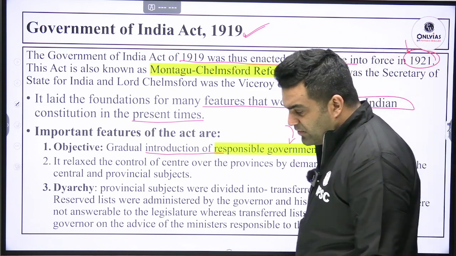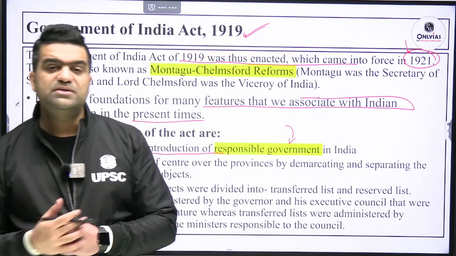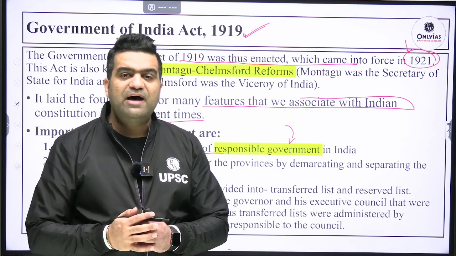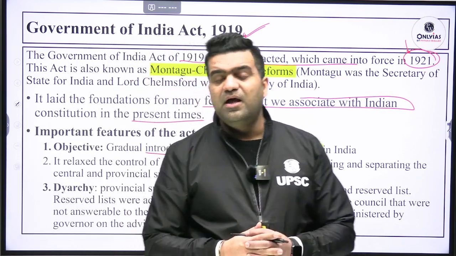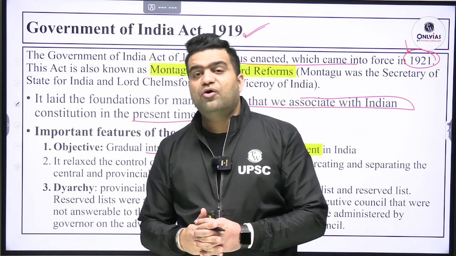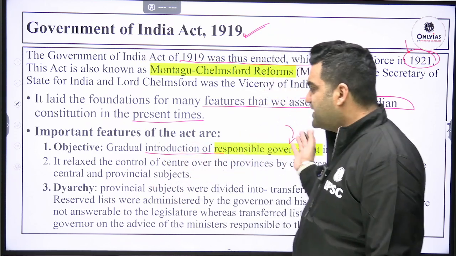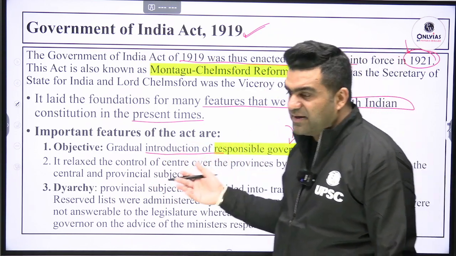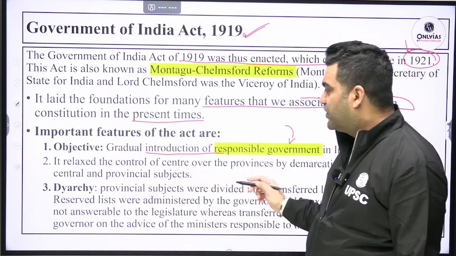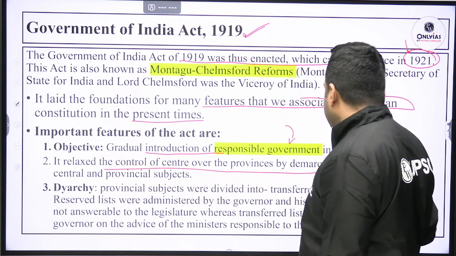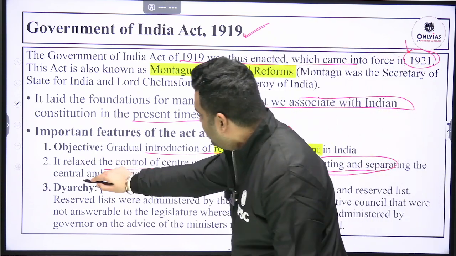Montagu-Chelmsford reforms, as they are called. The objective: gradual introduction of responsible government, that the government so created would be a responsible one. How would we ensure a responsible government? We would be able to have a responsible government only if it is elected for the people, by the people, and it is of the people, of Indians, right? So gradually we will see this should have happened at a faster pace, but it did not until the Indian Independence Act of 1947.